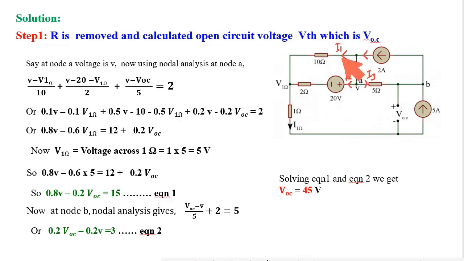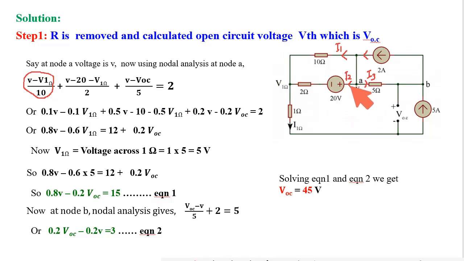So what is I1? At this point the potential is V, and at this point is the potential drop across this 1 ohm, so I have mentioned it here as V1 ohm. What is I1? I1 is the potential difference across this 10 ohm resistance, which is V minus V1 ohm. So I1 is equal to (V minus V1 ohm) divided by 10.